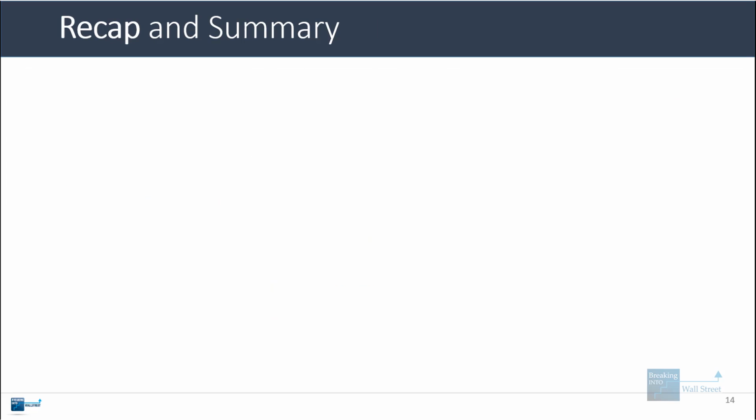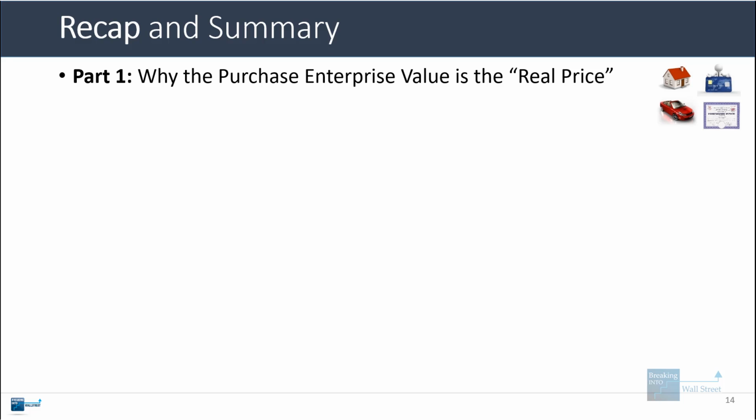Let's do a quick recap and summary now. The purchase enterprise value is the real price because at a baseline, the buyer needs to pay for the seller's shares. That's the purchase equity value. And then any debt that the seller has effectively increases the price because the buyer either needs to repay it or assume it or refinance it. And no matter what it does, that debt is now the buyer's responsibility and it will need to be repaid in the future. Any cash that the seller has effectively reduces the price because it either goes to the buyer after the deal closes or it gets distributed to the shareholders, in which case the purchase equity value goes down.